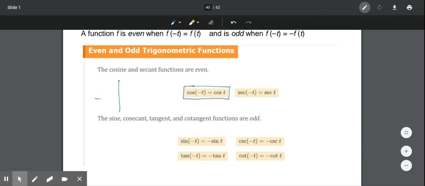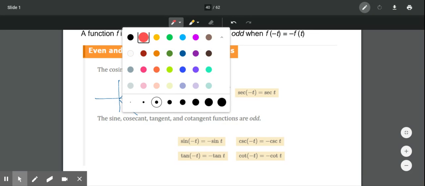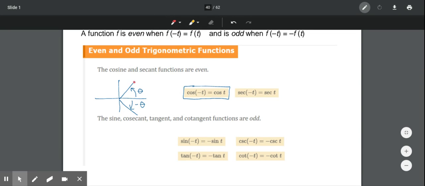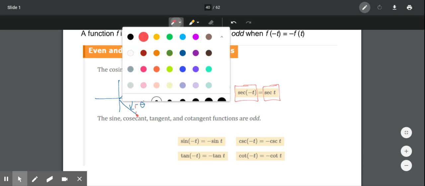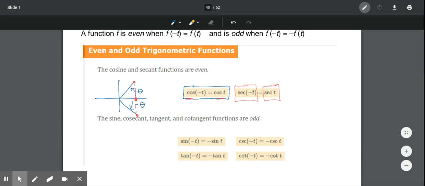Visually, if I were to rotate this positive theta, or rotate in the direction of negative theta, my x-coordinate, which is my cosine, would be the exact same thing. So whether you rotate a positive or a negative, your cosine, which is your x-coordinate, will be the same. Same thing with your secant, since that's the reciprocal of cosine. So then what that means for sine and tangent is that those are odd functions.